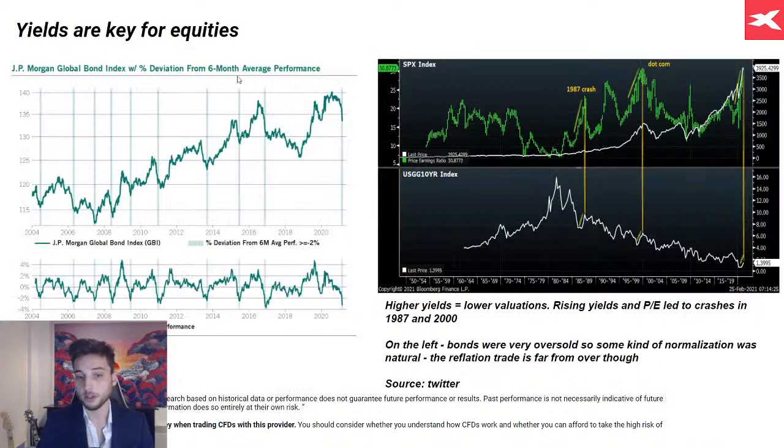Yields are key for equities, though, and we can see that with these two charts from Bloomberg. This one's from Bloomberg, this one's from DataStream. Higher yields equal lower valuations. Rising yields and PE led to crashes in 1987 and 2000. So you can see the 1987 crash here, this is the S&P, and this is the yield. You can see the yield increases, and then the crash happens. The yield increases, and then the crash happened, the dot-com bubble.